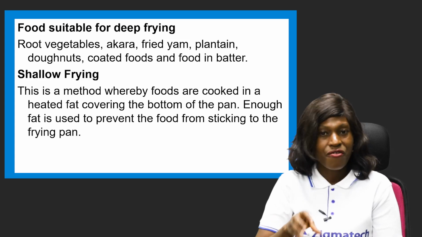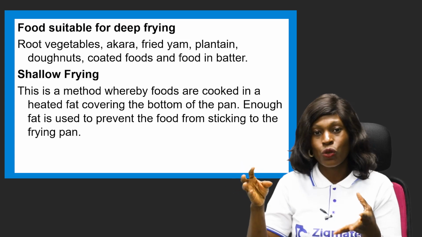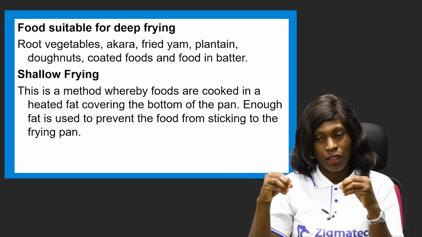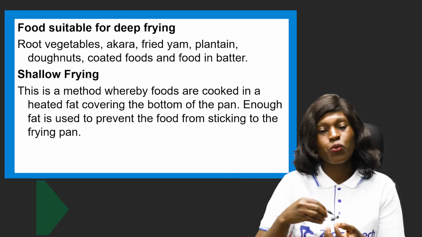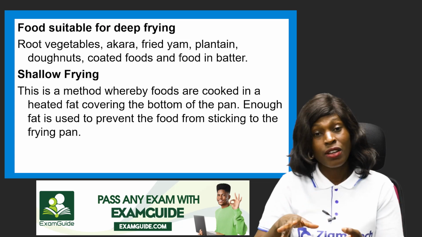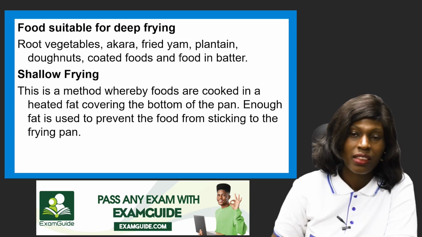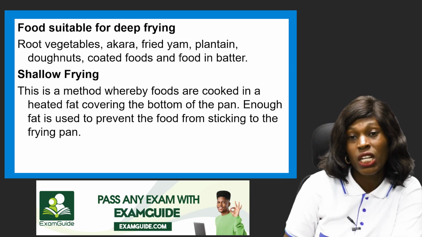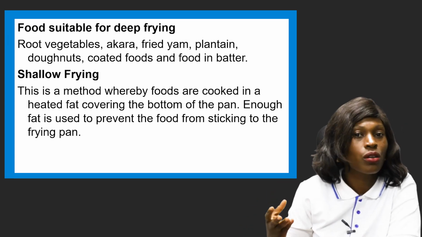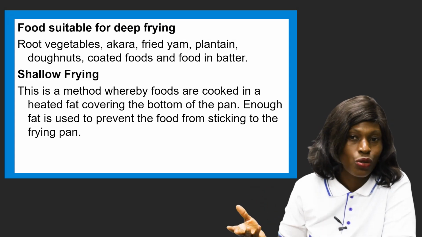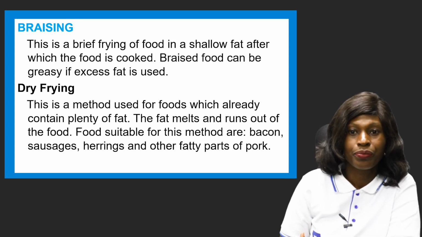Shallow frying. We can fry a lot of things using shallow frying, whereby you're not immersing the food in the oil. Fat is used to prevent the food from sticking to the frying pan. You just put enough as is required for whatever you want to prepare, so as not to let it stick on your pan. Today, a whole lot of people shallow fry with just dusting or cleaning the pan with oil or fat, and then they go ahead to cook and fry. So that is one way of frying.